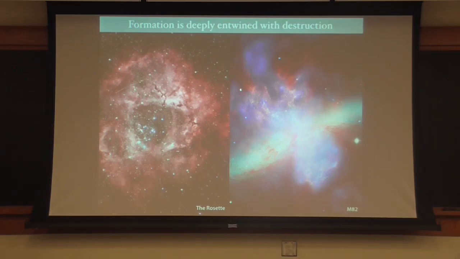And that's what I'm showing here on the left side, the Rosette Nebula, where it's blowing up. There's all these molecular clouds over here that it's blowing up into, and we know that that feedback process is really critical for understanding what's going on. And the same thing is true, obviously, on the galaxy scale here.